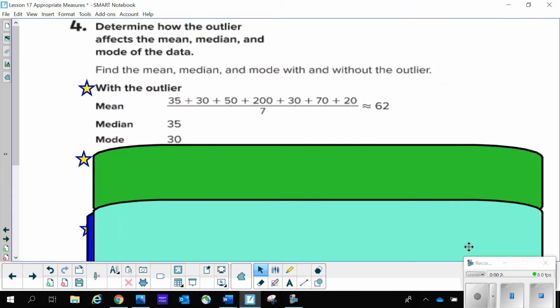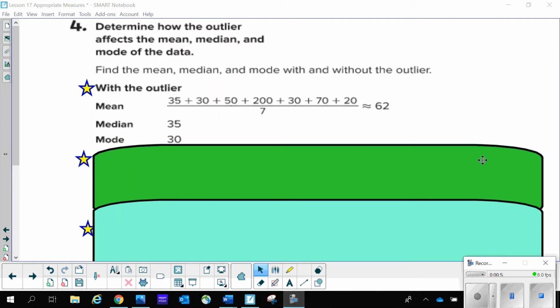So if I were to look at the with the outlier, so this is including that 200. So we've added all the numbers together and then also divided by 7. That means that the mean is going to be approximately 62. So an average age of 62. The median, or the center number, is going to be 35, and the mode, the number that shows up most often, is going to be 30.